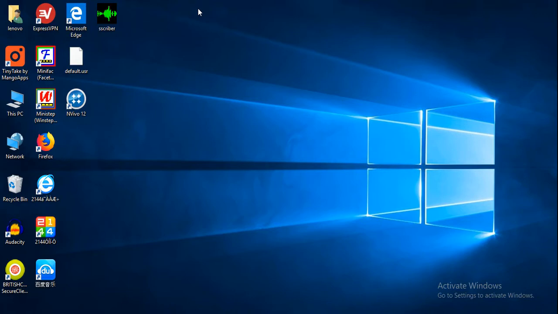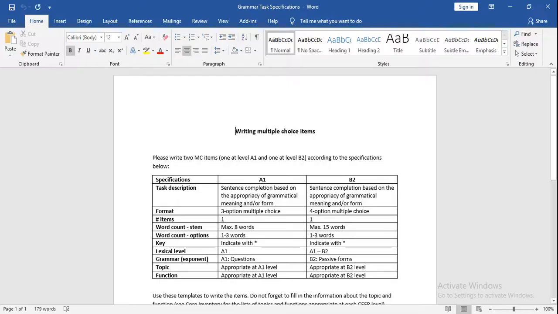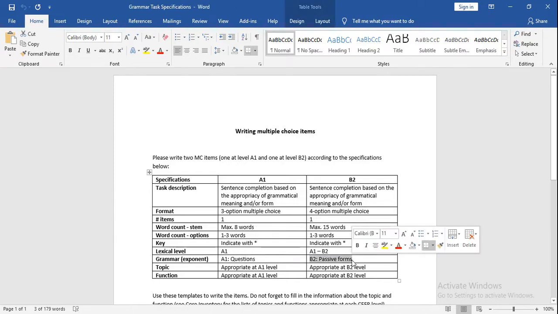When we write grammar items, typically the specifications will say something like topics or functions should be appropriate at whichever level. So for example here we have specifications for an A1 grammar task and a B2 grammar task. In this case the exponent is already specified for us. The A1 task wants us to look at questions, the B2 task wants us to look at passive forms, but both of these are appropriate at A1 level and B2 level respectively.